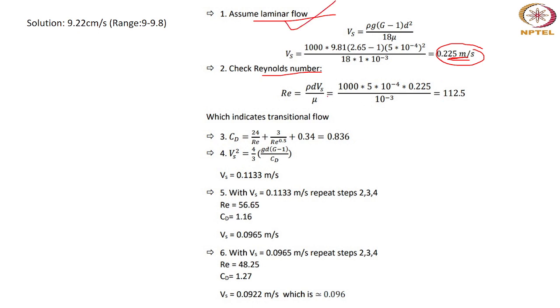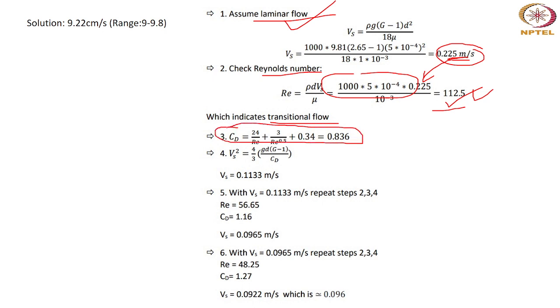You put this velocity here, 0.225, and then you can put all the values here, right? And I'm getting 112.5, right? That much. So it is crossing 100. So I can assume that this is a transitional flow, right? Then we are using this, which indicates transitional flow.